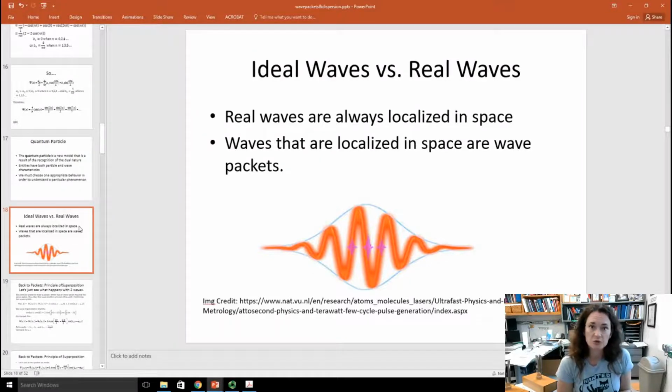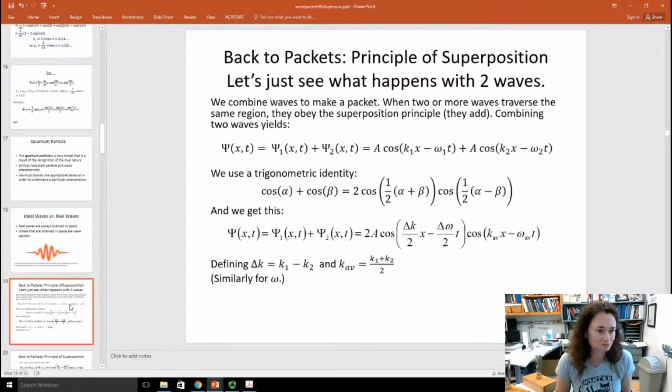Now last time we reviewed Fourier series and talked about how to make a real wave packet, you'd have to sum up lots and lots and lots of ideal waves. Today though, just for simplicity's sake, we're going to talk about what happens when we add just two together. And remember that all of the things that we talk about when we talk about just two waves being added can be extended to the idea of our Fourier series mechanics.